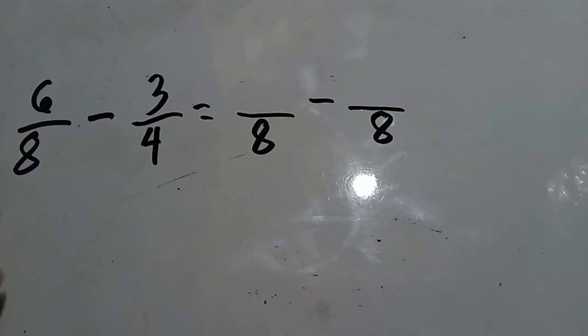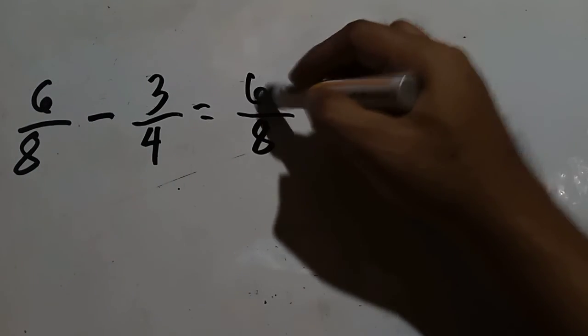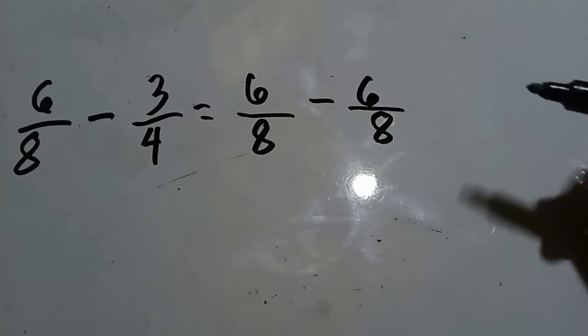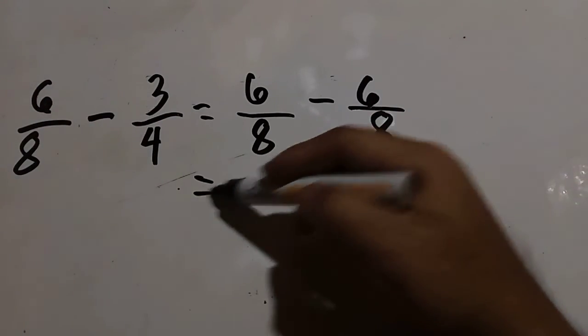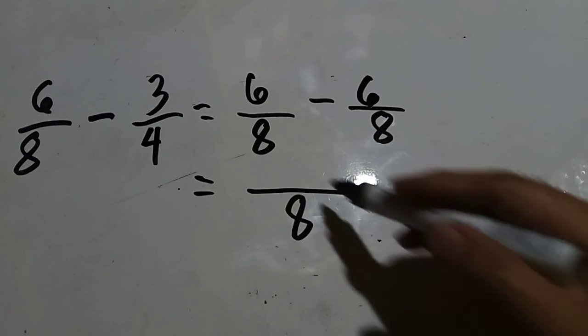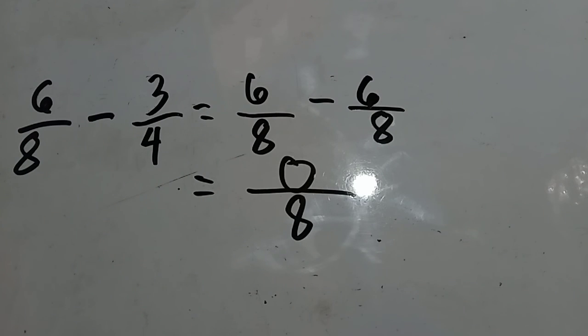Okay, so 8 divided by 8, that is 1. 1 times 6, that is 6. 8 divided by 4, that is 2. 2 times 3, that is 6. So now, subtract natin. I-copy muna natin yung denominator 8. So 6 minus 6, that is 0. Ayan, so 0 divided by 8, that is what? 0. Okay, do you have any questions?